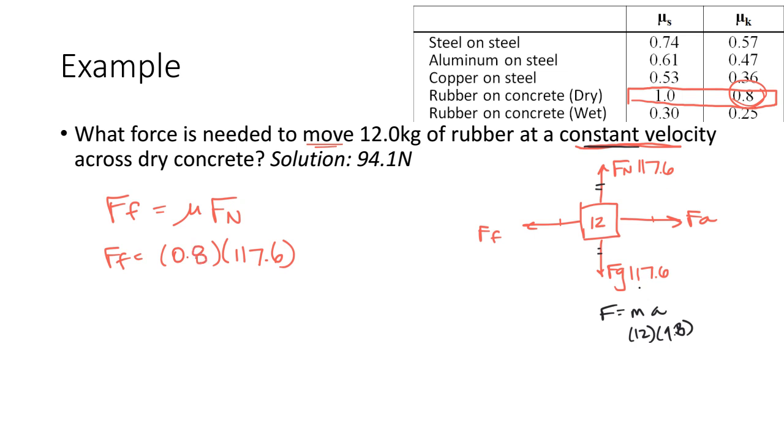So I'm going to fill in my coefficient of friction, 0.8, times my force normal, 117.6, and I'm going to get a force of friction of 94.1 newtons. So that means that the force applied needed to move it would also be 94.1 newtons. There we go. Let's try another example.